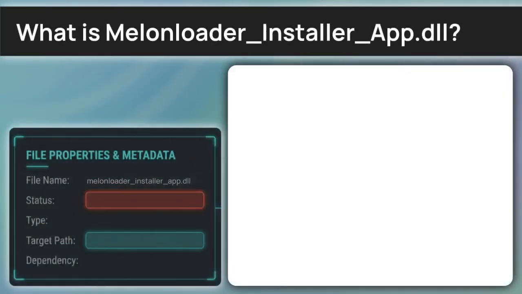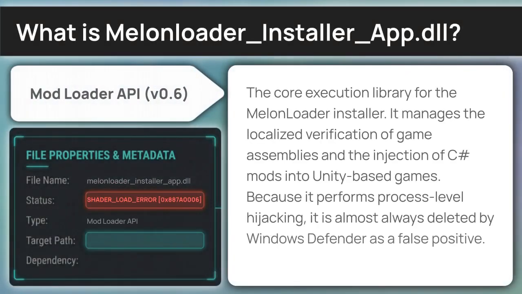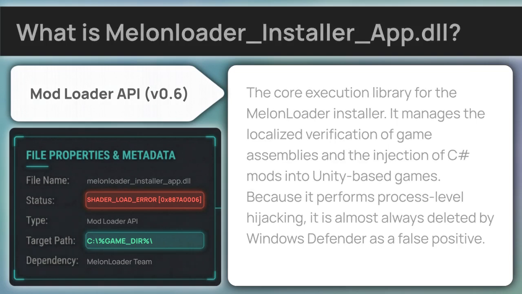This is the MelonLoader Installer App Module, the core execution library for the MelonLoader installer. It manages the localized verification of game assemblies and the injection of C# mods into Unity-based games. Because it performs process-level hijacking, it is almost always deleted by Windows Defender as a false positive. Understanding the file's role is a great start. Now let's look at replacing it.